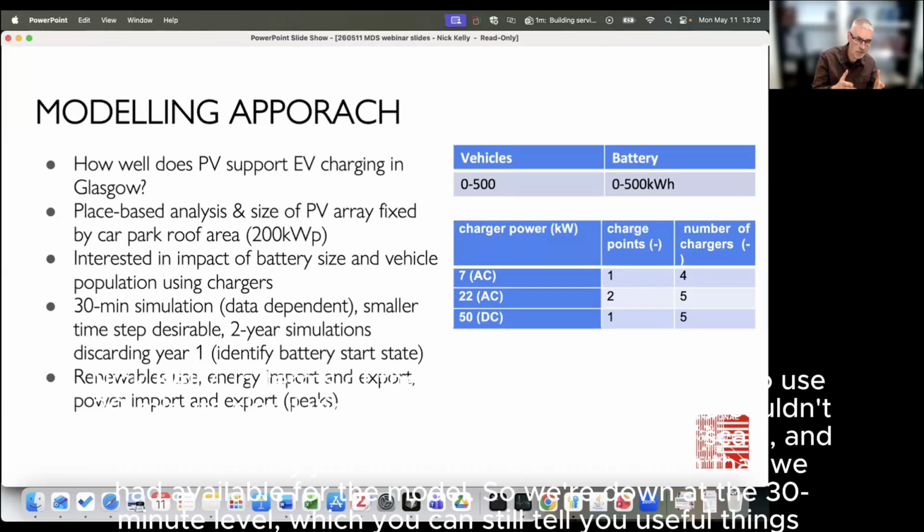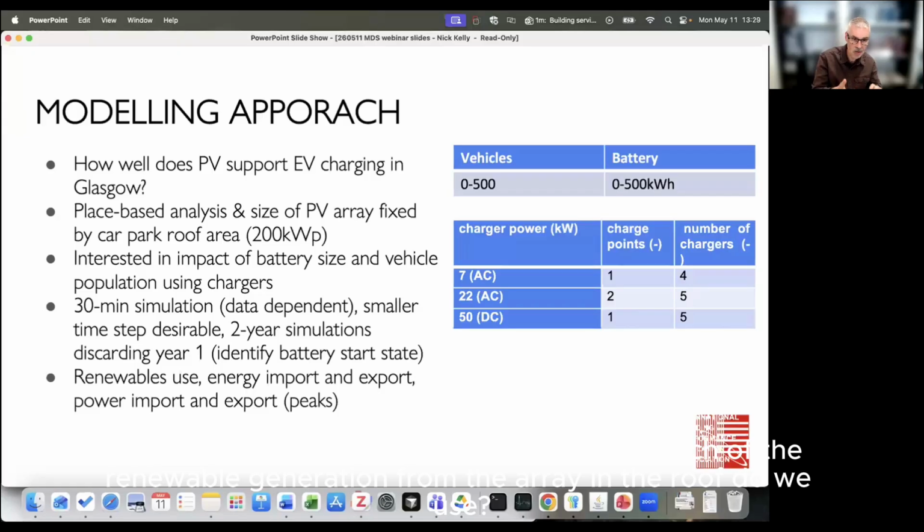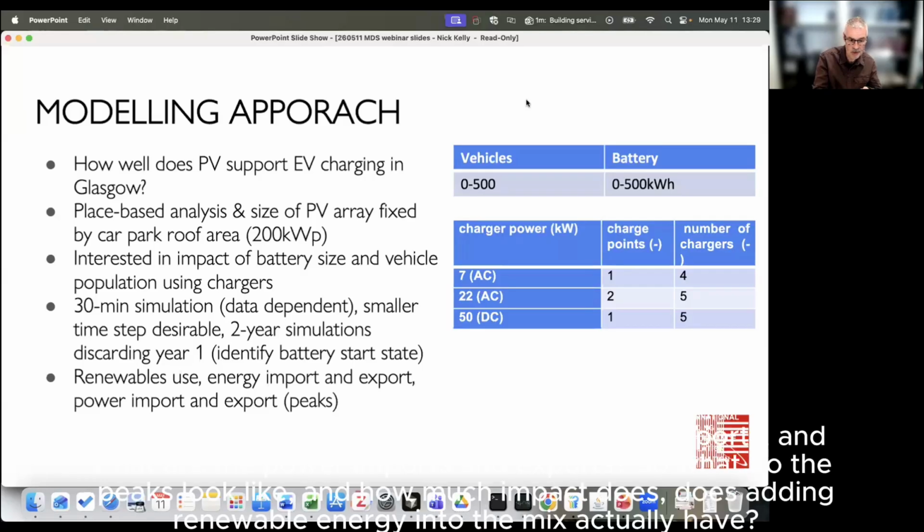In terms of the simulation itself, we had to use 30-minute simulation time steps for this one. We couldn't go down to the sort of 5-minutely or minutely scale, and that was really just to do with the information that we had available for the model. So we're down at the 30-minute level, which can still tell you useful things about how the hub behaves. And the kind of things we're trying to extract from the model are, well, how much of the renewable generation from the array on the roof do we use? What are the energy imports and exports, and what are the power imports and exports? So what do the peaks look like, and how much impact does adding renewable energy into the mix actually have?